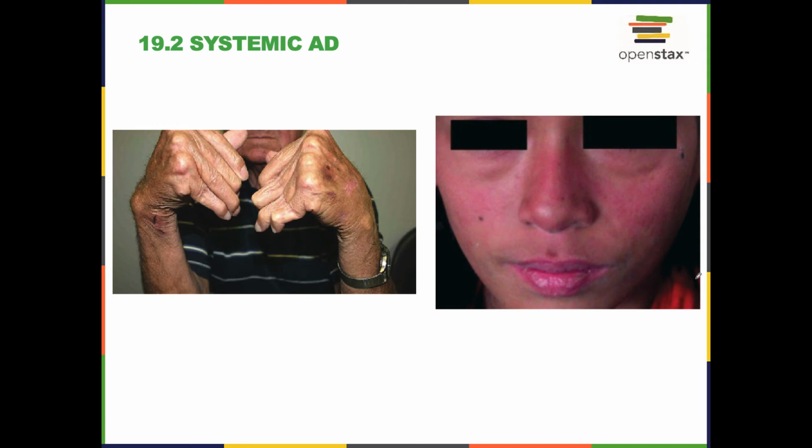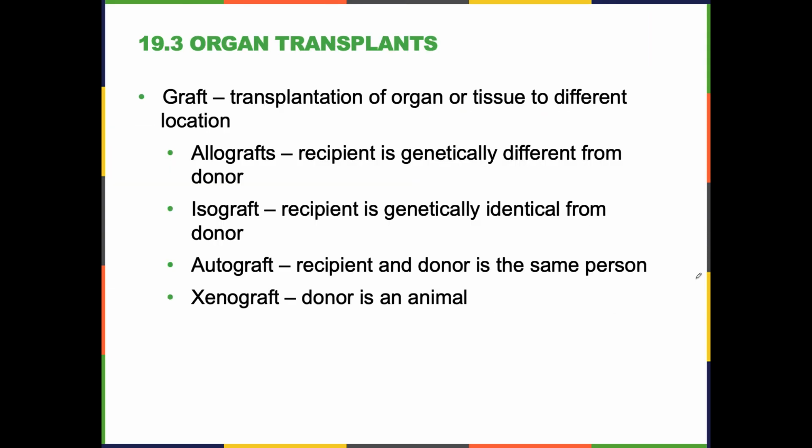And we'll talk about sometimes when the immune system is doing what it's supposed to do, but we don't want it to. This is in the case of things like organ transplants. So let's define organ transplants. Grafts are basically a transplantation of an organ or tissue to different locations. And so you can have many different types of grafts.